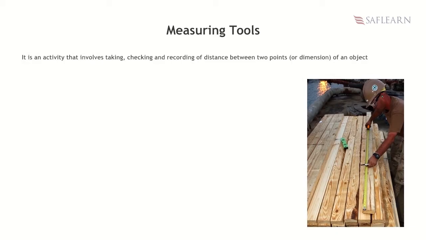Measurement is the first and one of the most important operations in woodwork. It is an activity that involves taking, checking, and recording of distances between 2 points or dimension of an object. There are 2 forms of measurement: linear measurement and angular measurement. Examples will be used to illustrate the differences between the 2 measurements.